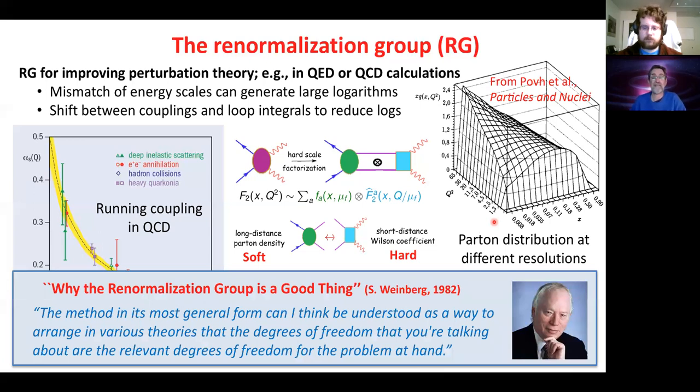There's a famous essay by Steve Weinberg, quite some time ago, about why the renormalization group is a good thing. What he said is that in both these cases, this application and the one for phase transitions, the idea is to arrange things so that the degrees of freedom, which means the variables you're using, are the relevant or most efficient ones for the problem at hand. So what the renormalization group lets you do is change the variables that you're using.